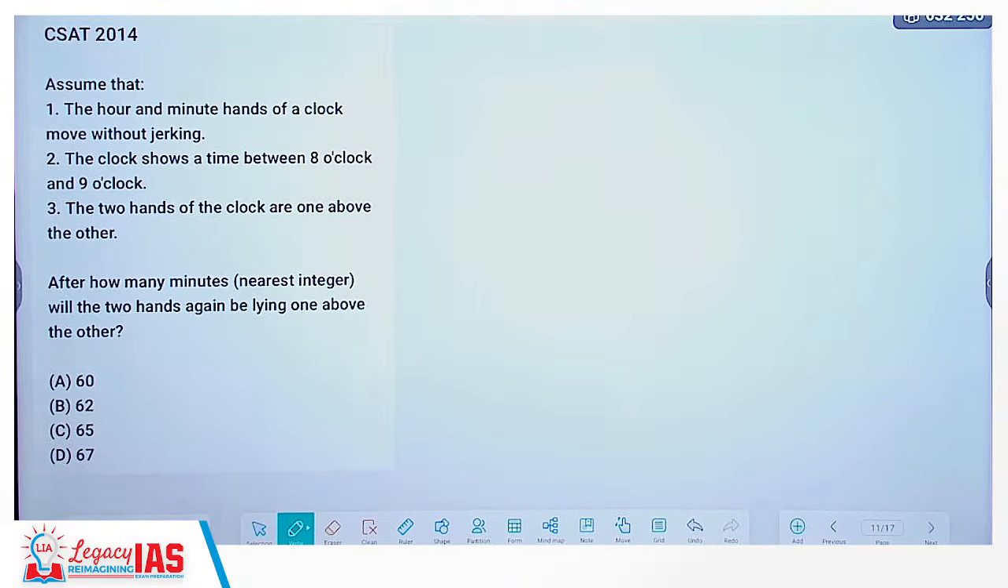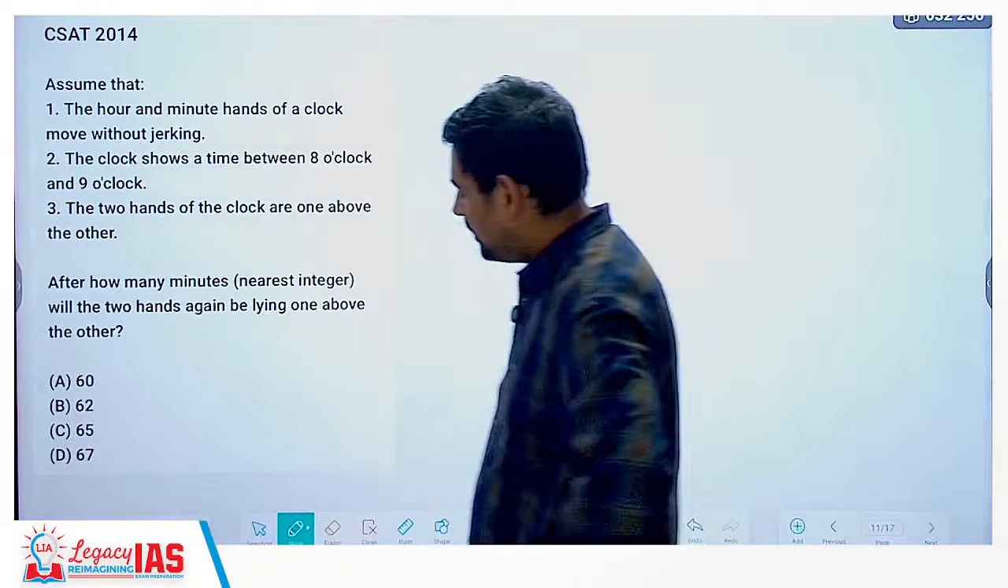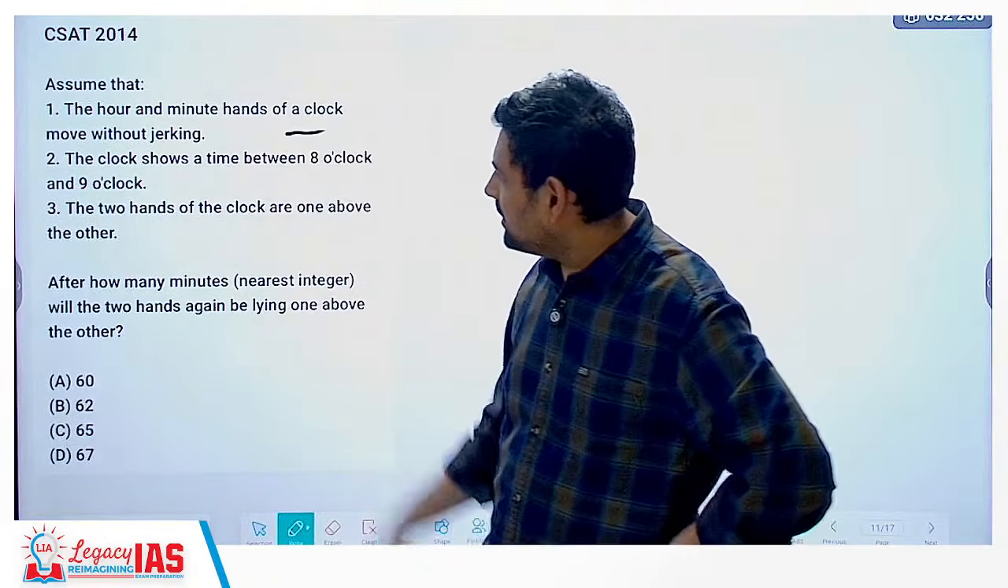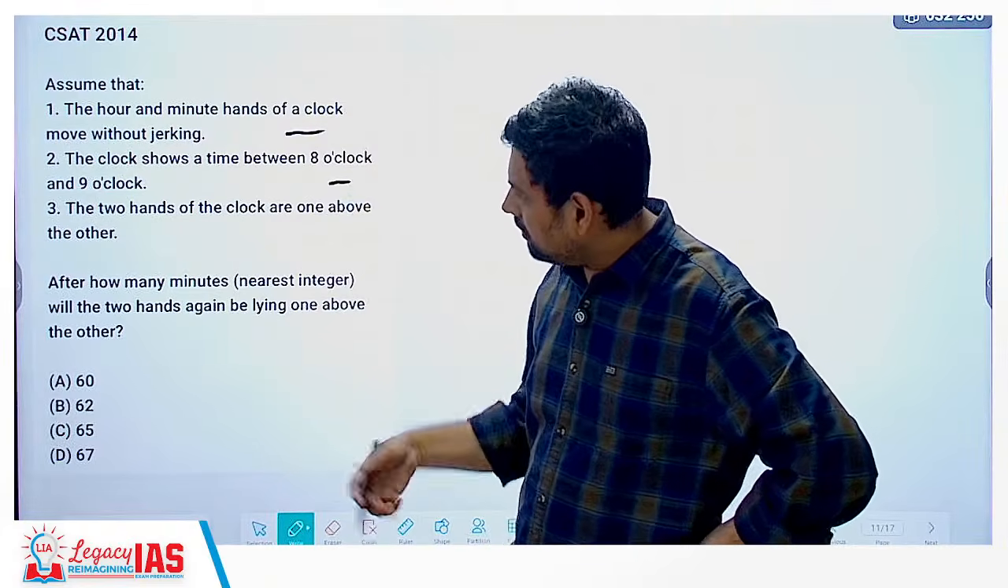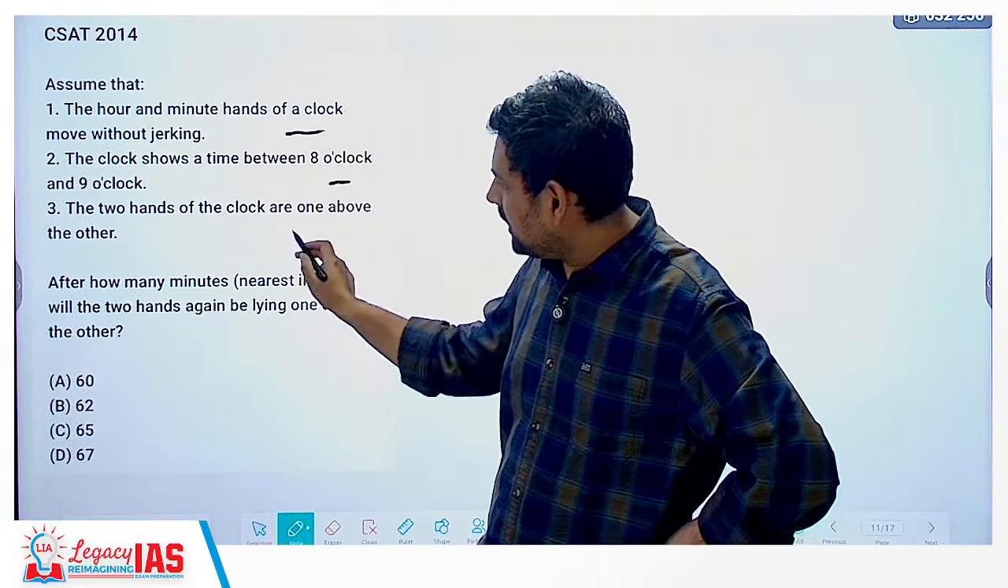The hour and minute hands of a clock move without jerking. This is a general statement. The clock shows a time between 8 o'clock and 9 o'clock. The two hands of the clock are one above the other.